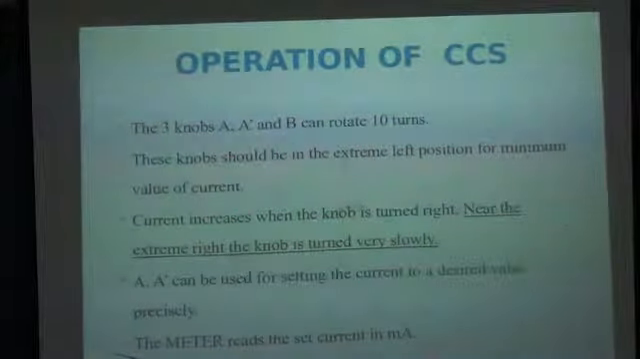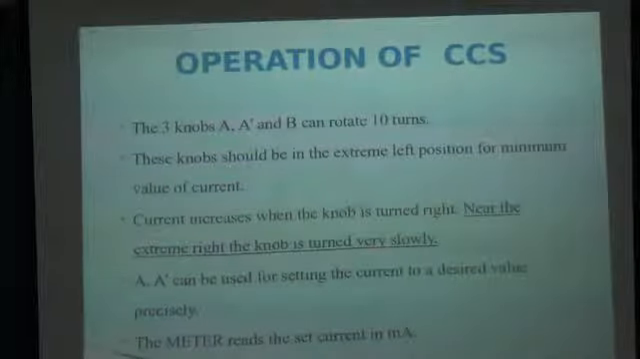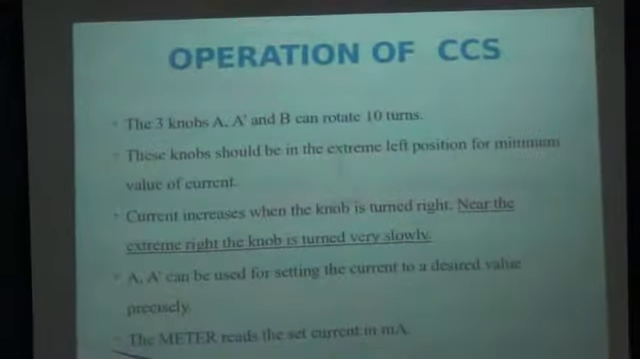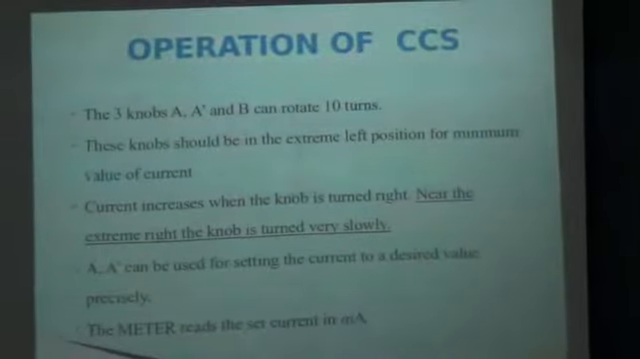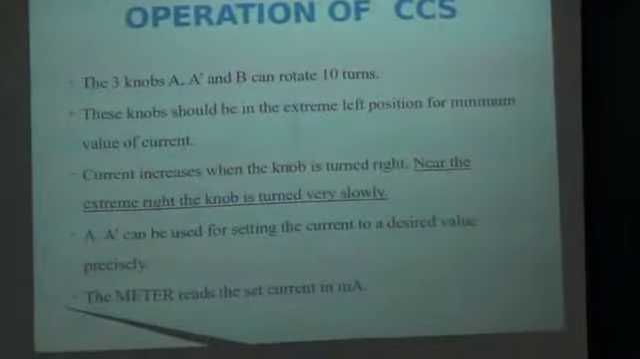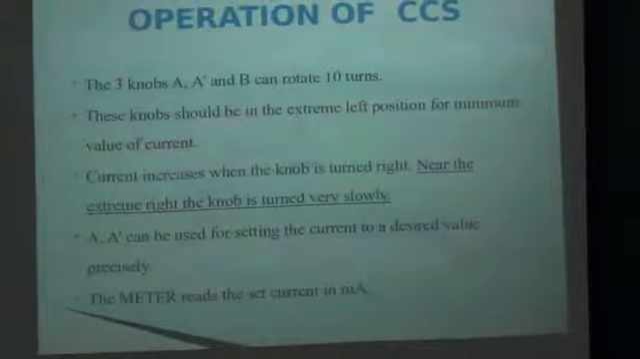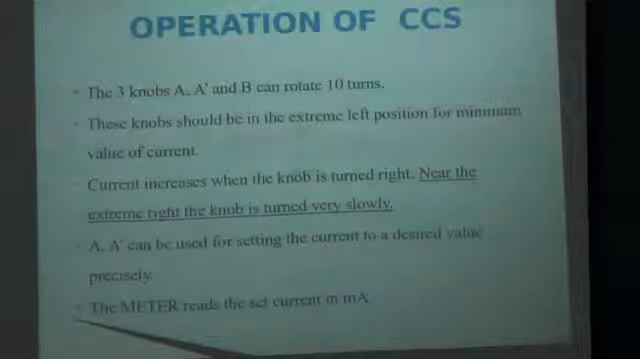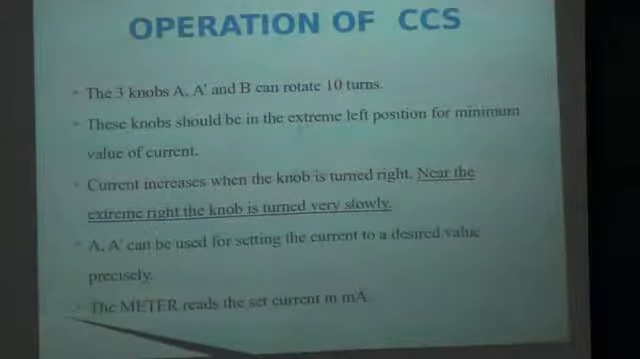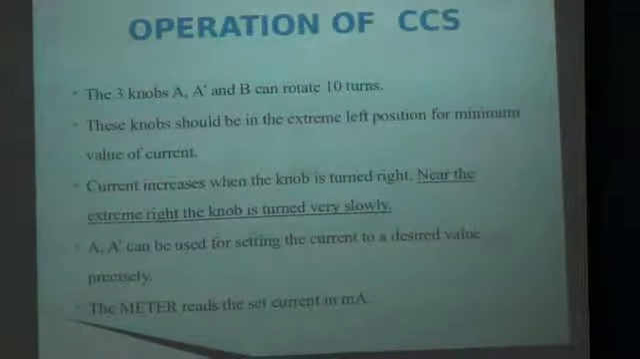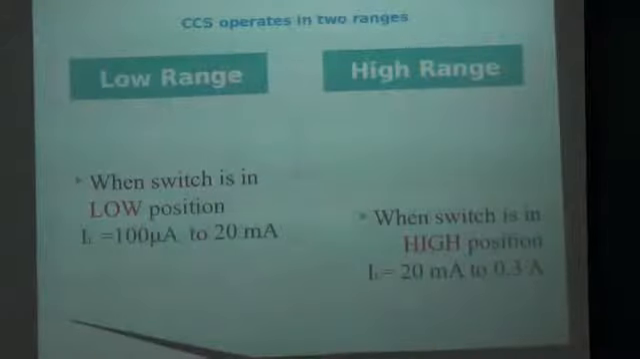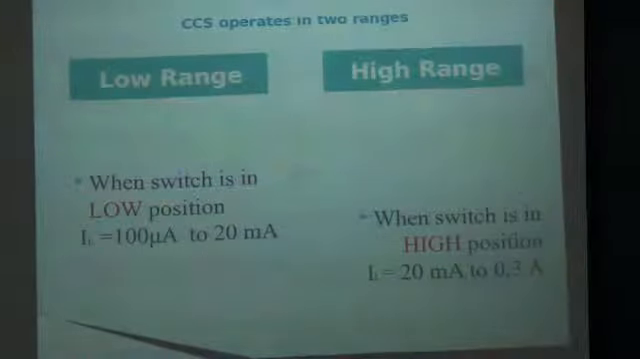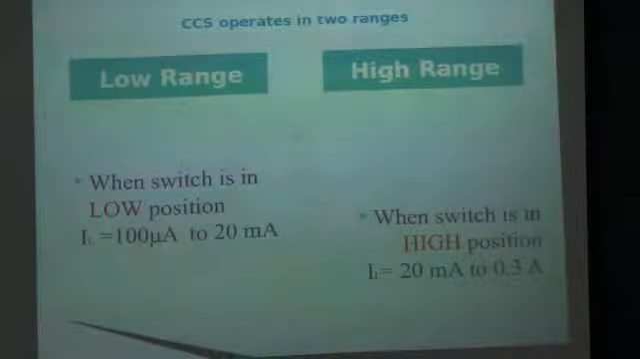Okay, so these knobs should be kept in the extreme left position for the minimum value of current. Then the current will increase when the knob is turned right. Near the extreme right, the knob should be turned very slowly, because they are very delicate. So A and A dash can be used for setting the current to a desired value, and the display will read the current in milliampere. These are the ranges. In low range, it is 100 microampere to 20 milliampere, and in the high position, it is 20 milliampere to 0.3 ampere.